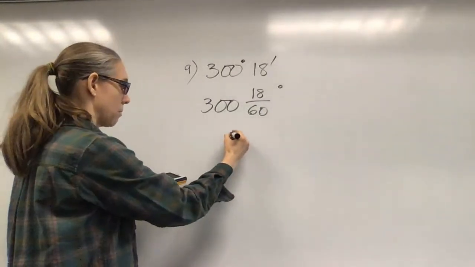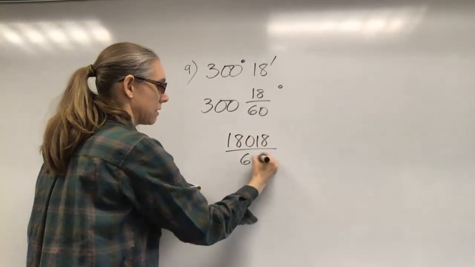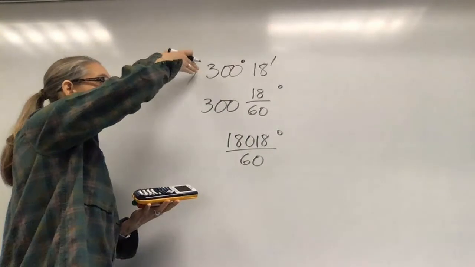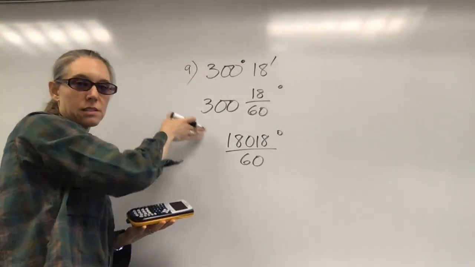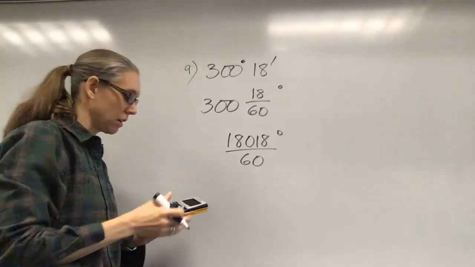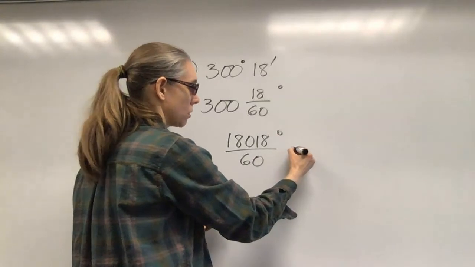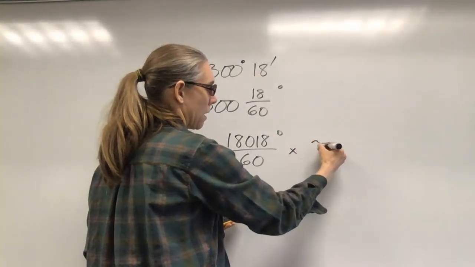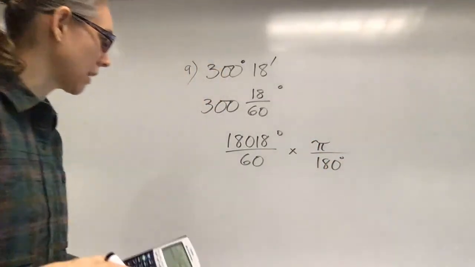So this is the same thing as 18,018 over 60 degrees. So first, from degree minutes to a mixed number of degrees to an improper fraction of degrees. Now to turn from degrees to radians, you're going to multiply by pi over 180 degrees. And so the degrees then would cancel.